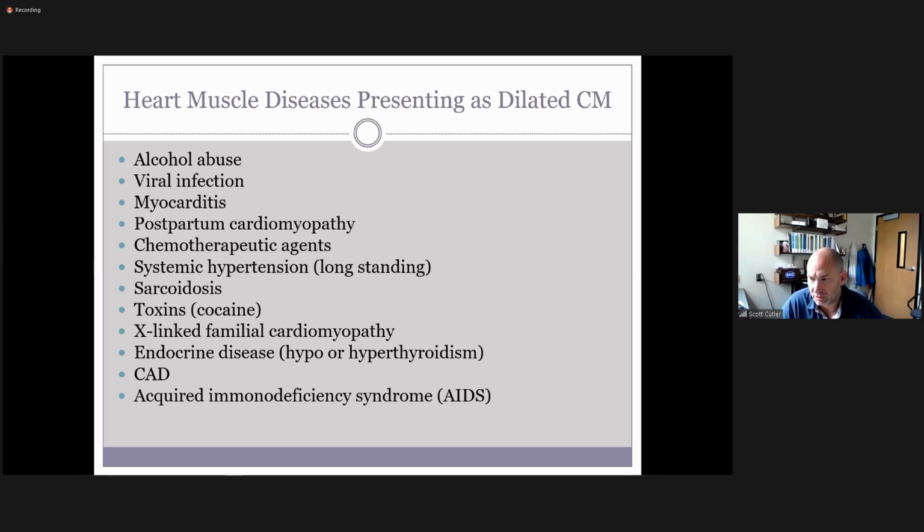There could be endocrine disease, so either hypo or hyperthyroidism. Coronary artery disease can cause it. So again, if we have heart attacks and stuff like that and weaken the walls, then that could present that way. And acquired immunodeficiency syndrome, such as AIDS, but also any other really autoimmune type of disorders is what that's going to go along with.